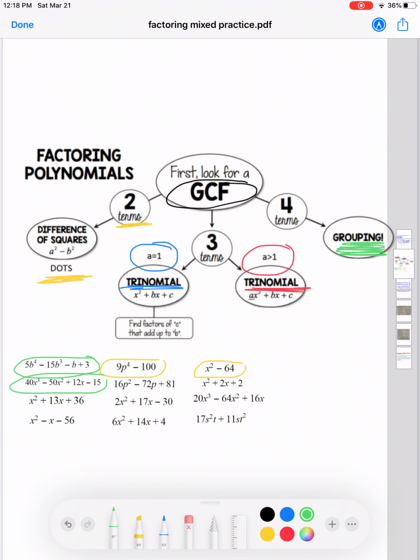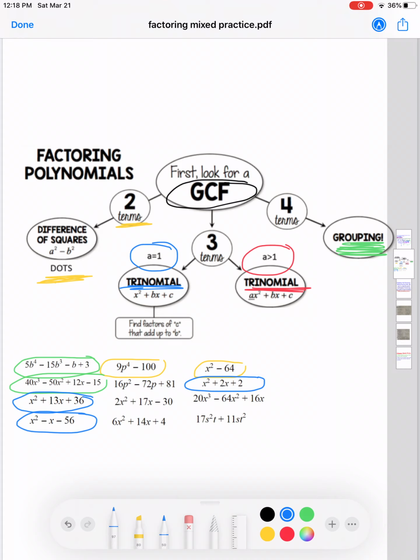Now we get into trinomials when a equals 1 and a is not 1. So my trinomials where a is equal to 1 include the following expressions: x squared plus 13x plus 36, x squared minus x minus 56, and also x squared plus 2x plus 2.